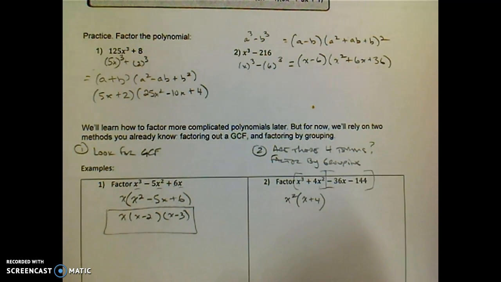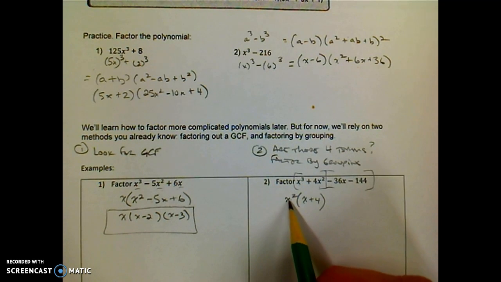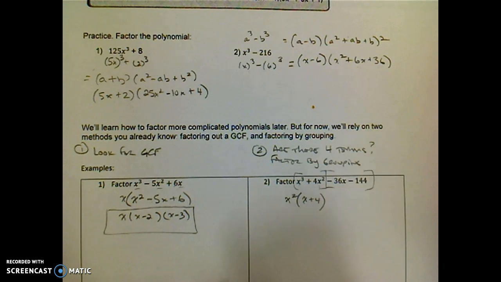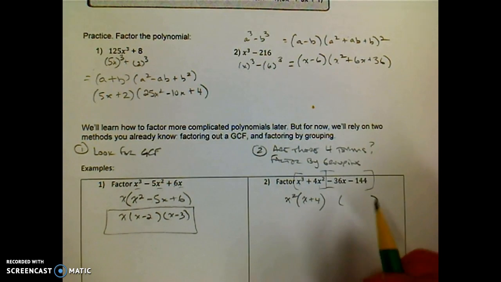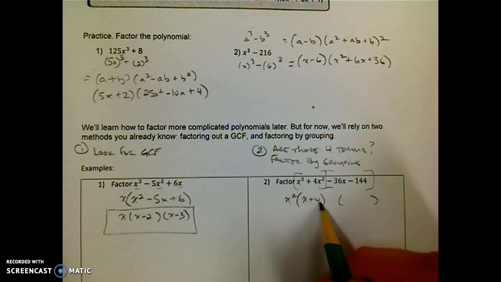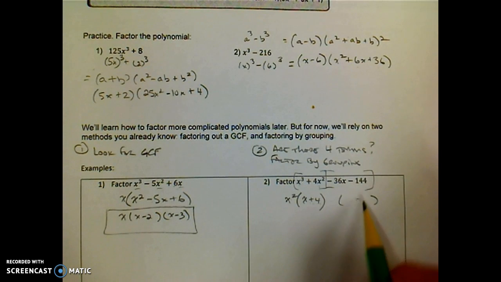Remember, this is the distributive property backwards. X squared times x is x to the third. x squared times 4 is 4x squared. Another important piece here, if I'm doing this right, these two parentheses are going to contain the same binomial. So I'm aiming for x plus 4 here.